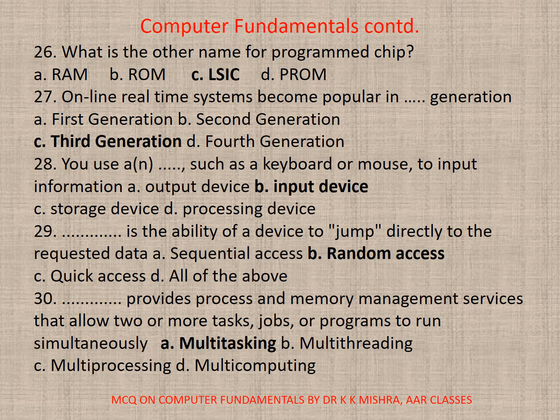29. Dash is the ability of a device to jump directly to the requested data. A. Sequential access. B. Random access. C. Quick access. D. All of the above. Correct option is B. Random access.